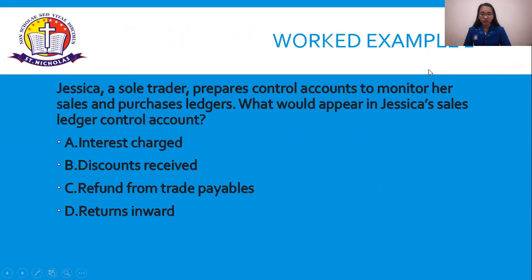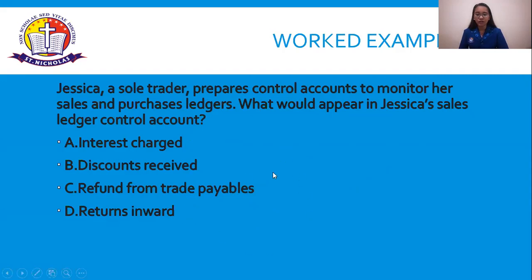Okay, we start from work example 1. Jessica, a sole trader, prepares control accounts to monitor her sales and purchase ledger. What will appear in Jessica's sales ledger control account? So there are two kinds of control account. The first one is the sales, and the second one is the purchase. Remember, the sales ledger control account is the account that puts all of the transactions that have an effect on the total of our trade receivable. So not one by one, but all the total.